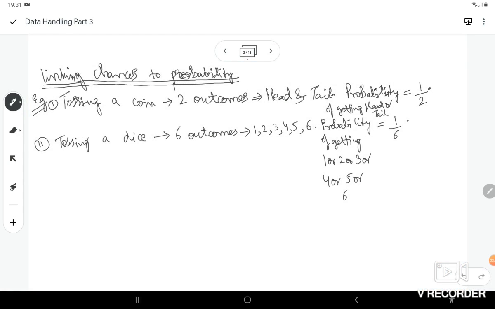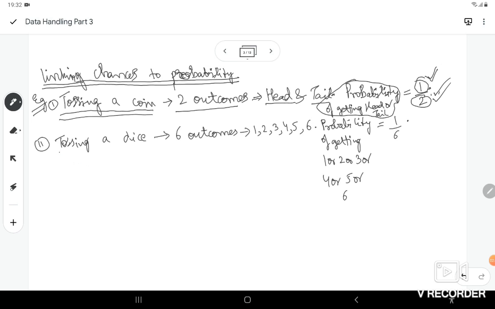Now let's see how we can link chances to probability by taking examples. Let's take the example of tossing a coin. There are 2 outcomes, heads and tails. So probability is the number of favourable outcomes divided by the total number of outcomes. So the probability of getting either a head or a tail would be 1 by 2, where 1 is the number of ways of getting a head or a tail, and 2 is the total number of outcomes, that is heads and tails.